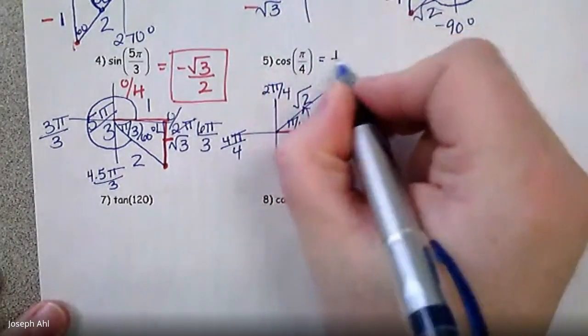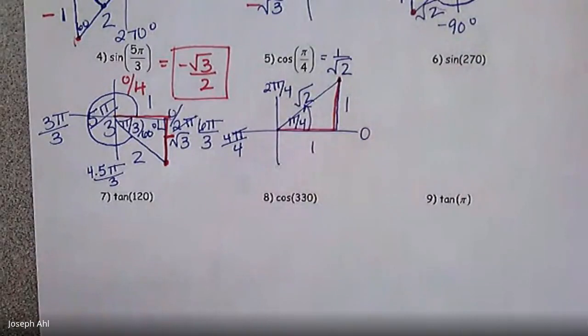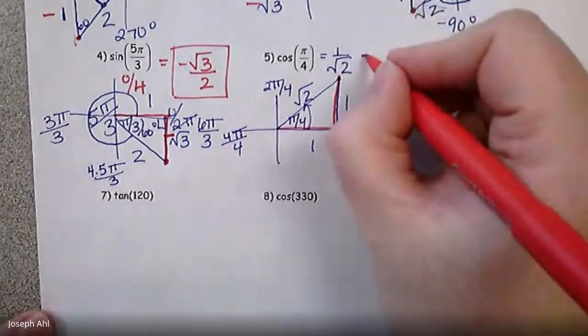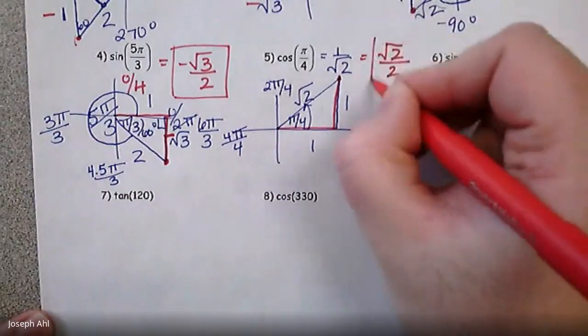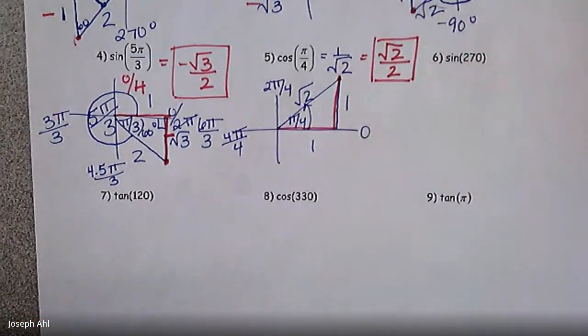Cosine's adjacent over hypotenuse, so that's 1 over radical 2. Like I showed you earlier, you might want to rationalize that answer. That's typically the accepted form. Finally, you get radical 2 over 2.